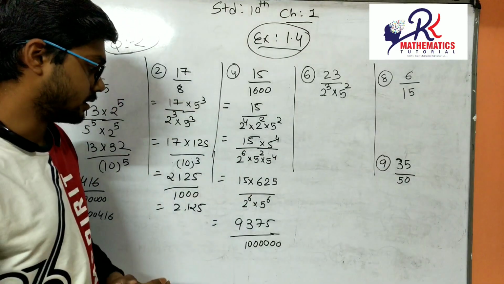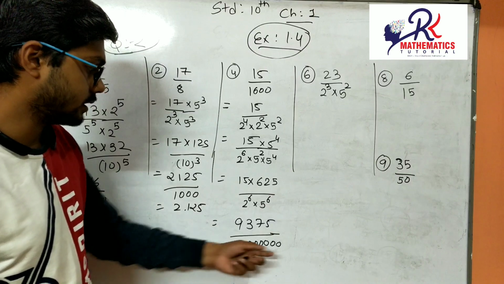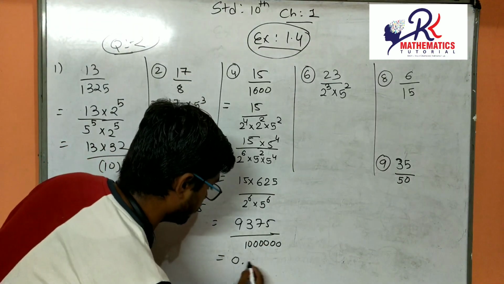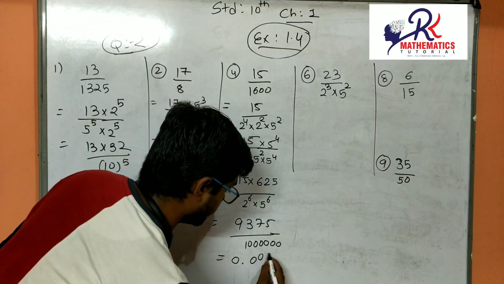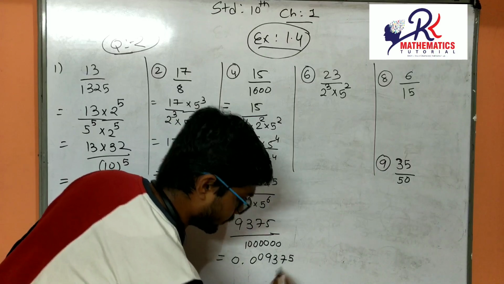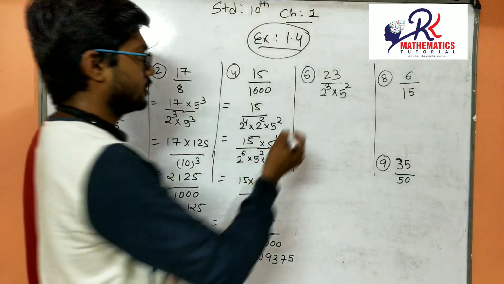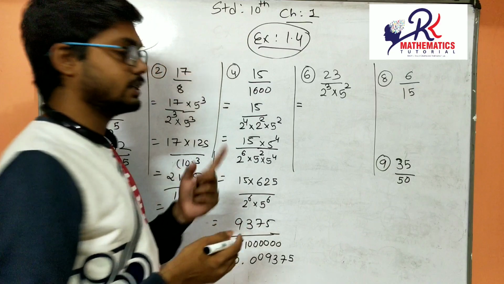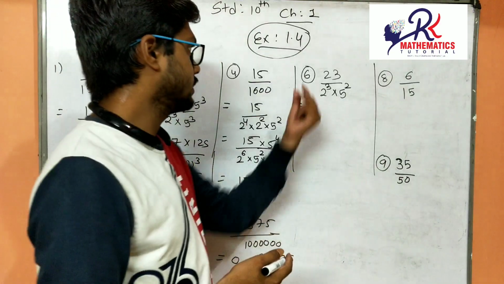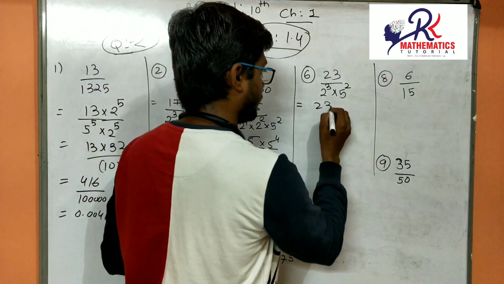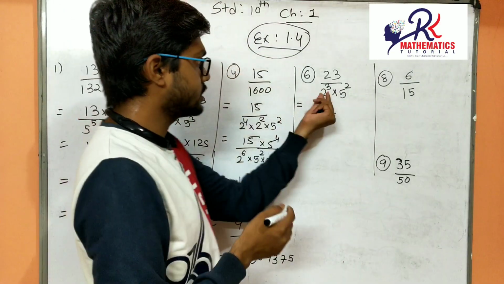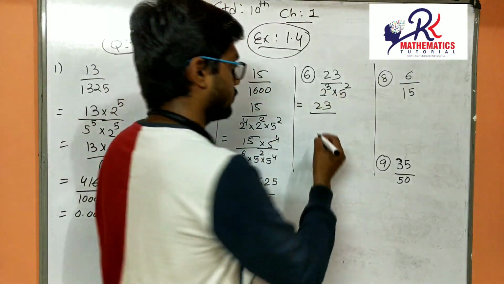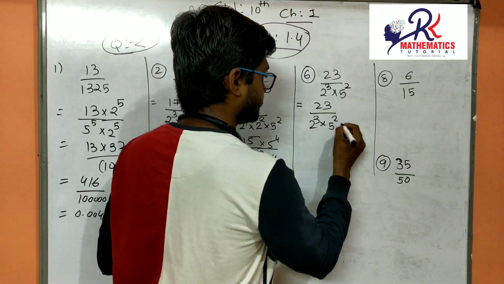Now we have to divide, so we have to cut the 6 decimal places, so it is 0.009375. Now the fifth one is not terminating, so we do not take it. Now the sixth one, it is 23 upon 2 power 3 and 5 power 2. Here 2 is 3 times, whereas 5 is 2 times, so we have to multiply by 5 one time.